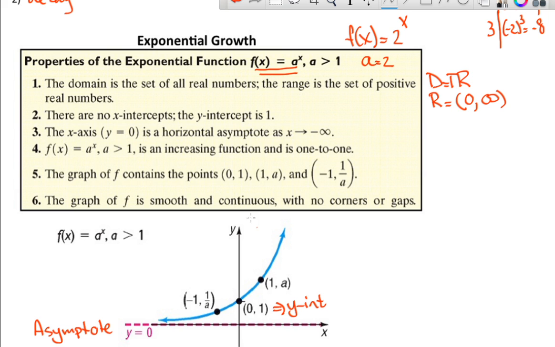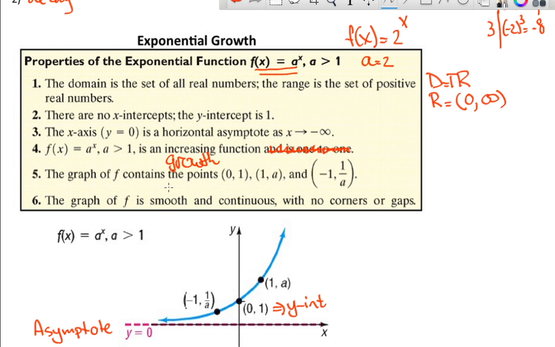And then just talked about the fact that the x-axis is the horizontal asymptote, and then it says if a is larger than 1, so if it is a positive number larger than 1, then it's an increasing function, and increasing in exponentials is called a growth, and we can ignore that, and it's 1 to 1. Okay, we will see what that means a little bit later in the year.